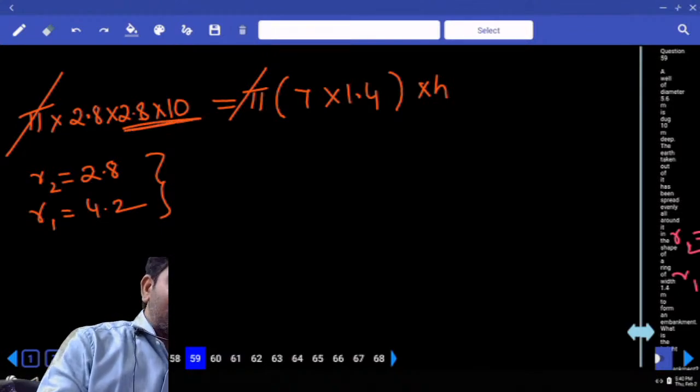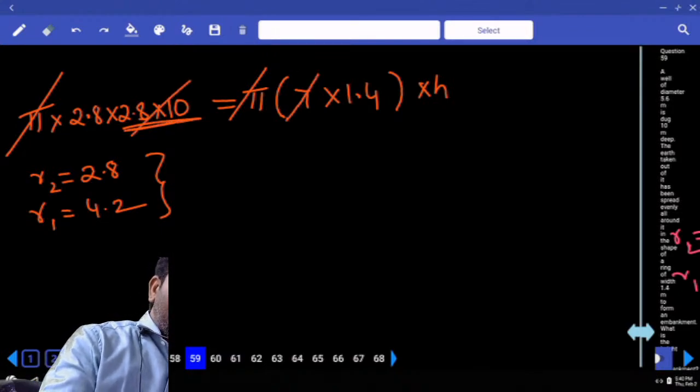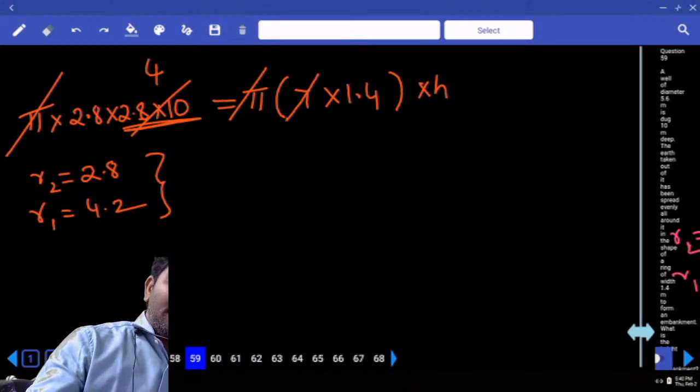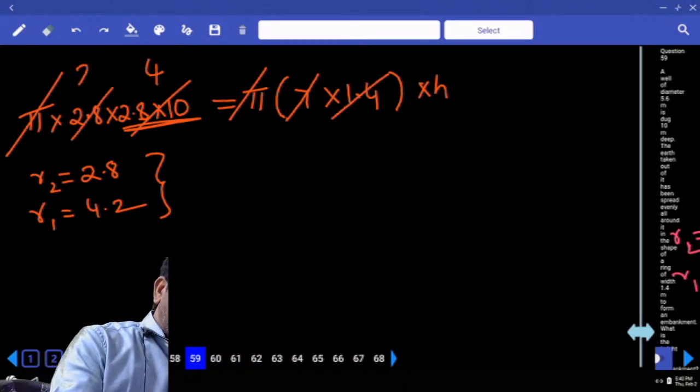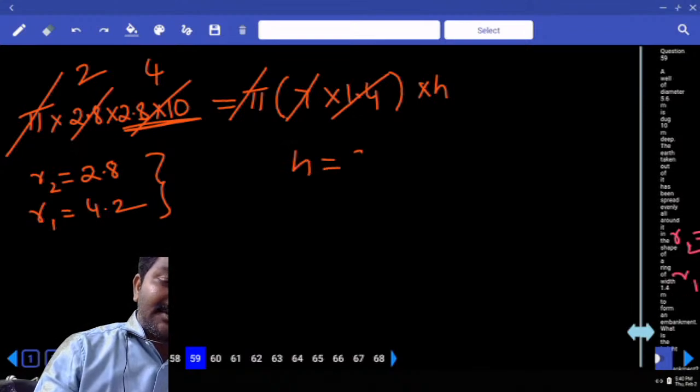I will write this as 28. 7 4 times, 1.4 2 times. Height is equal to 8.